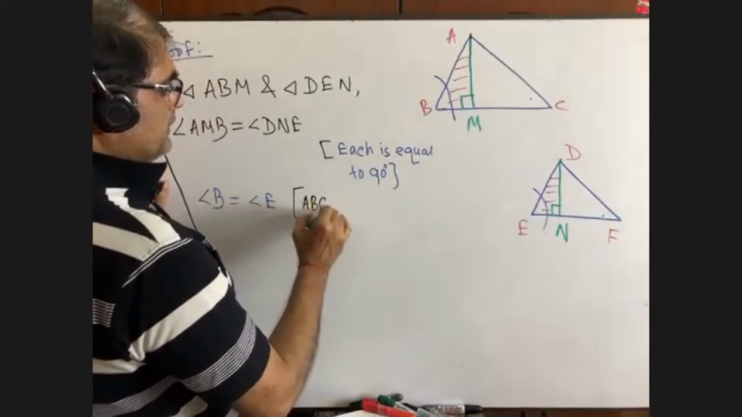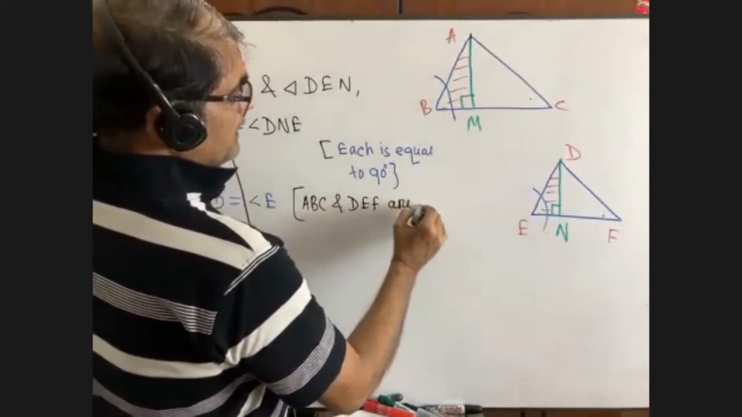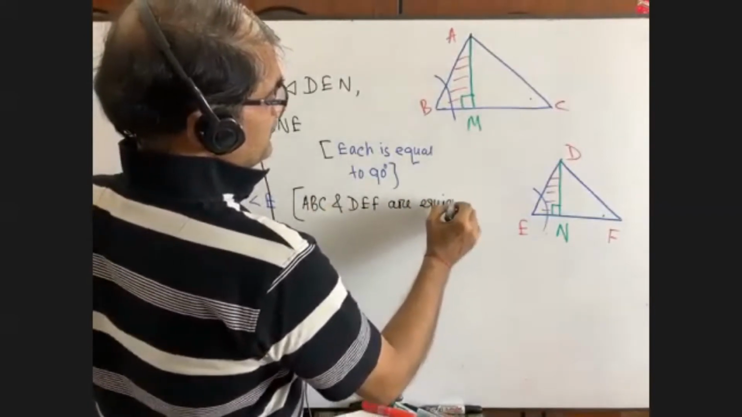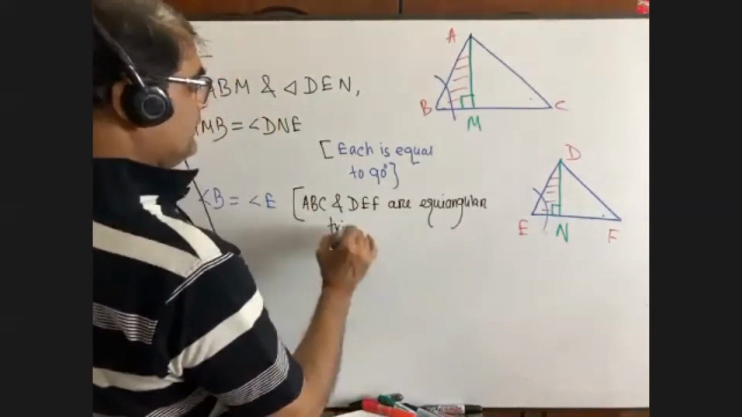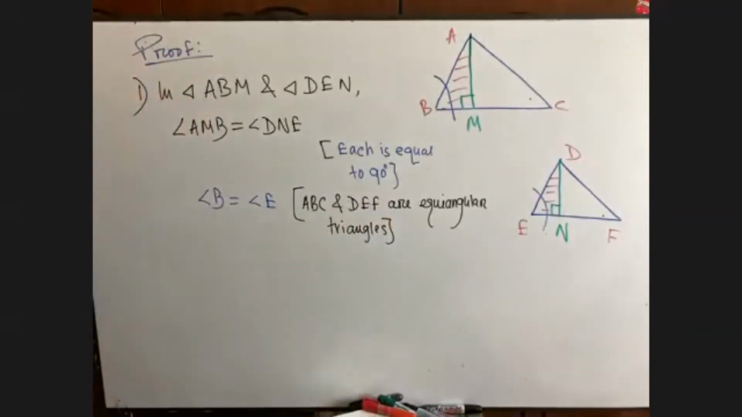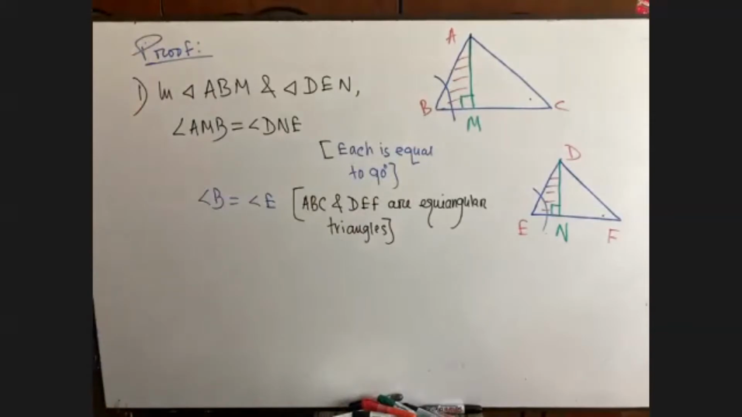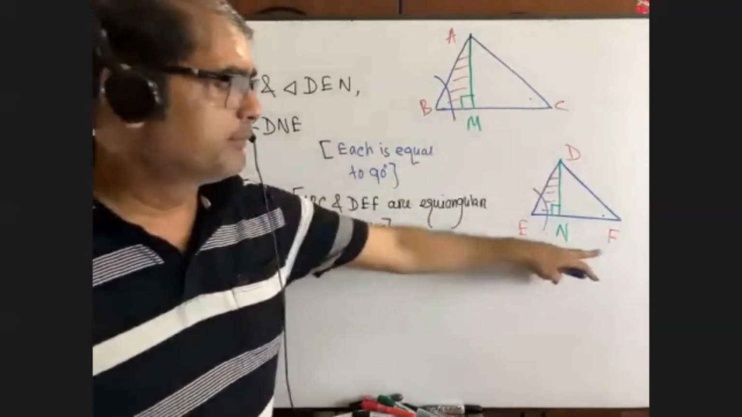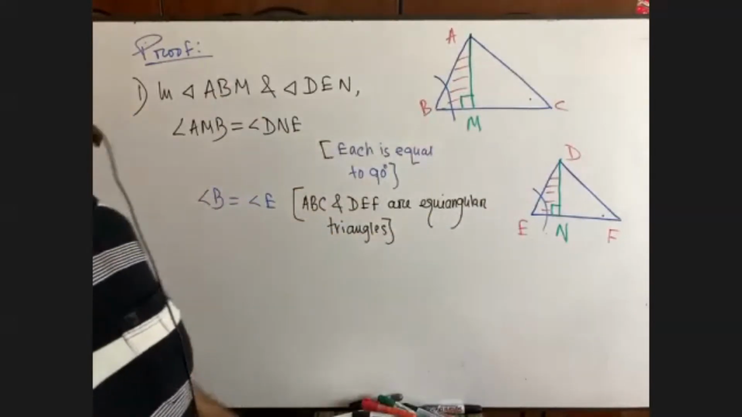ABC and DEF are equiangular triangles. Okay? Equiangular triangles. That means angles are equal. So angle B is an angle of triangle ABC, and angle E is an angle of triangle DEF. So this angle B and angle E will be equal.